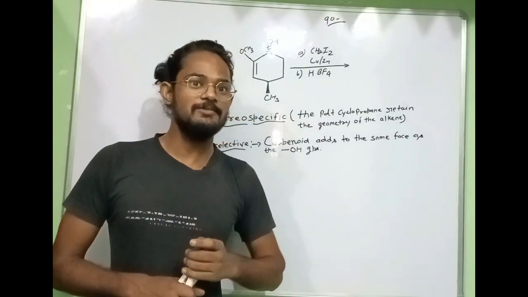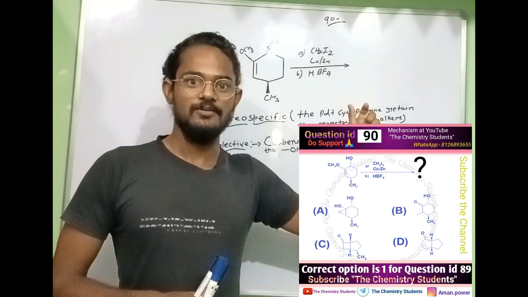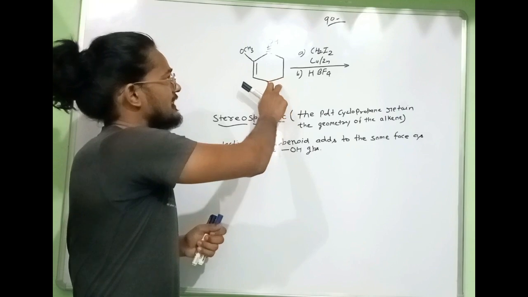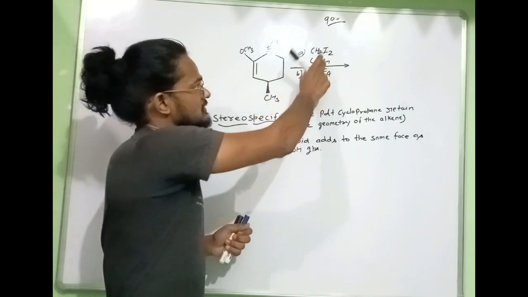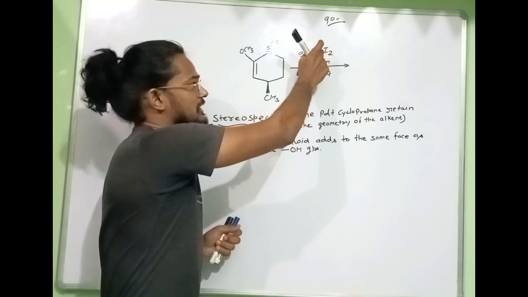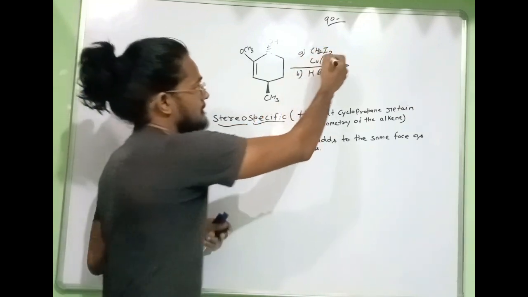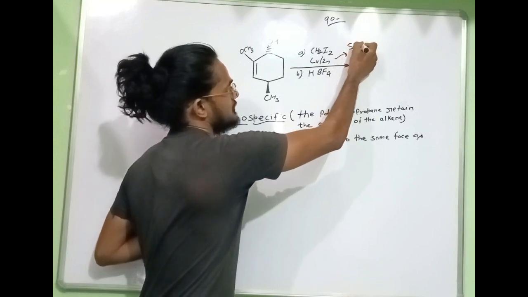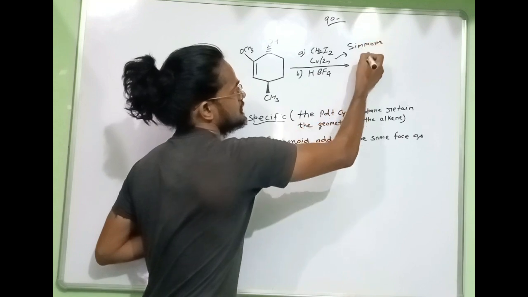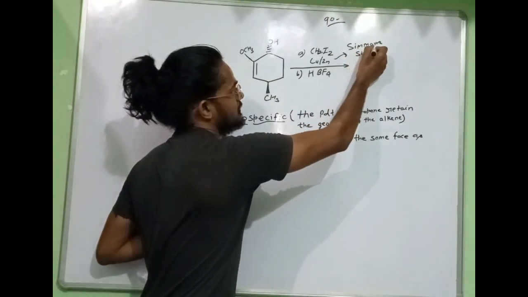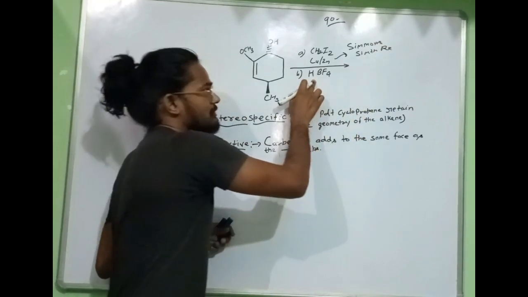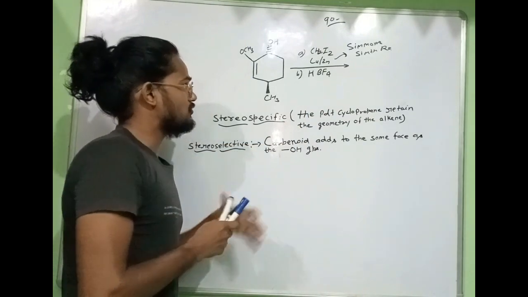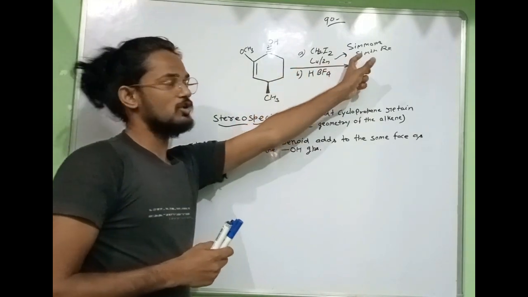So today we will discuss question ID 890. Firstly, you can see here there is the allylic alcohol and the other one is CH2I2. This is called the Simmons-Smith reagent, right? And the other one is HBF4. As you know, the first step is the Simmons-Smith reaction.